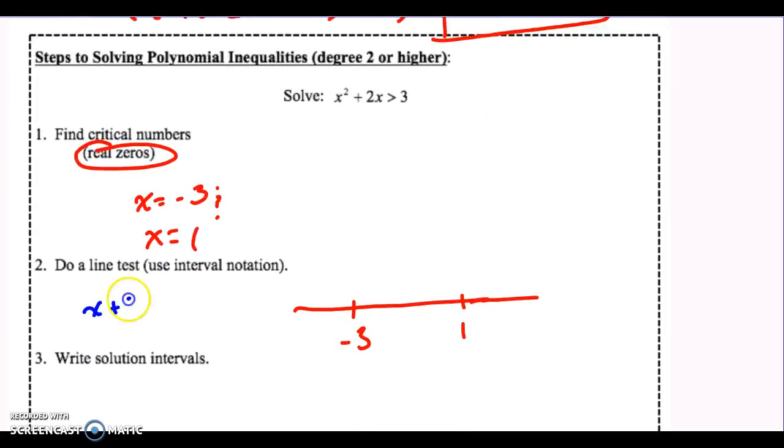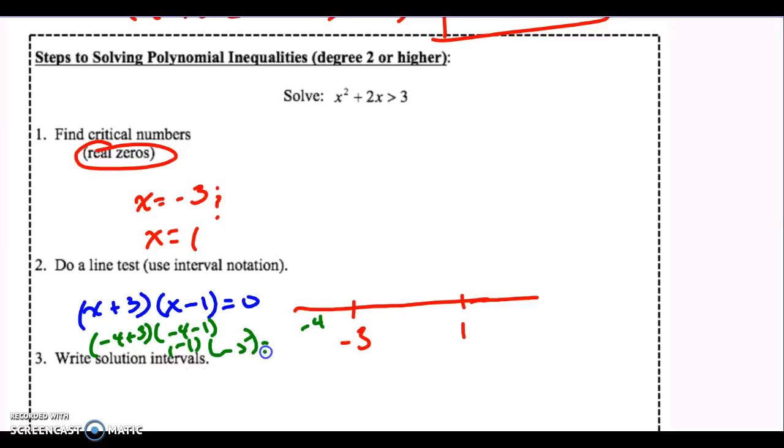We had x plus 3 and x minus 1, and let's just set that equal to 0 for a second. If I plug a number in on the left, and this is what the line test is, let's say I plug in negative 4. Well, I get negative 4 plus 3, that's a negative 1. And negative 4 minus 1, that's a negative 5. I multiply those together, and I get a positive number.